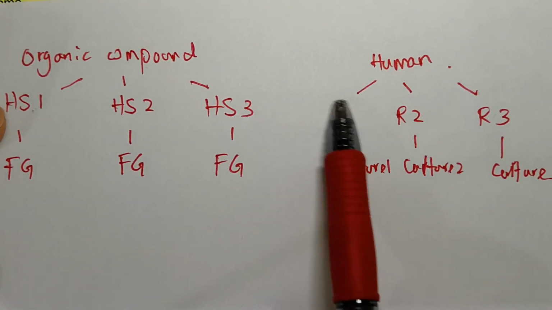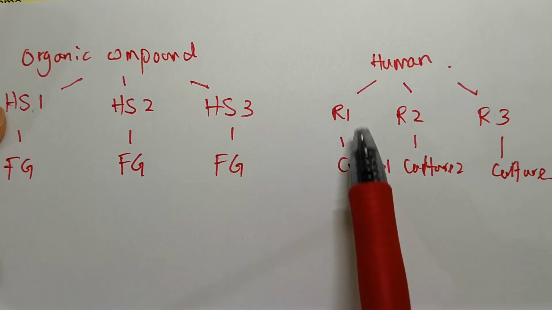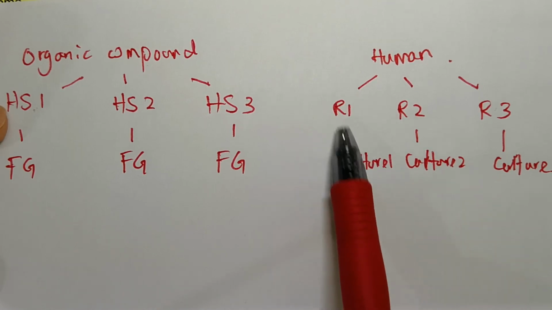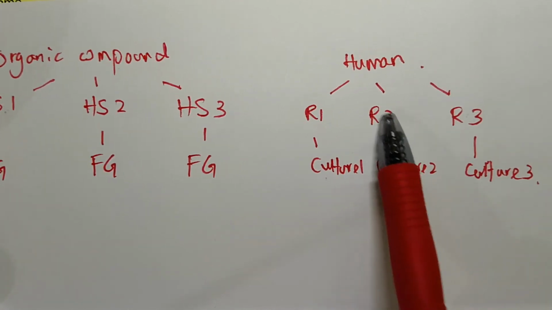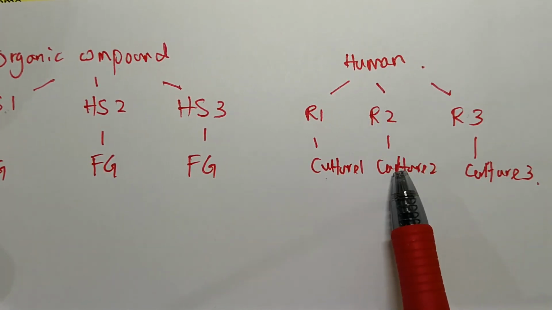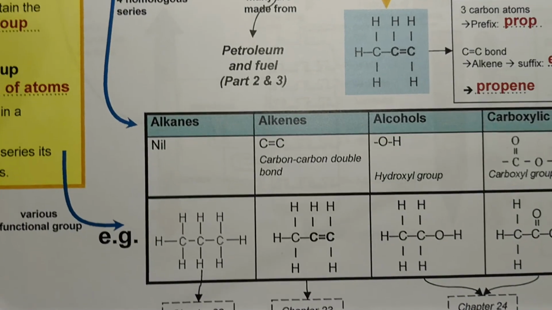Just like, for example, let's say the Chinese, the ethnic attire would be the cheongsam, for example. Or all the Malays, the ethnic attire would be the sarong. So this is the functional group.